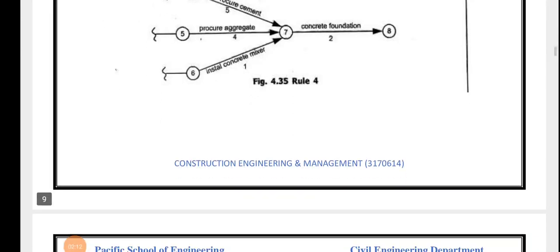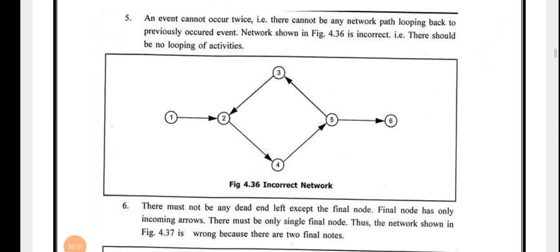Now next is, an event cannot occur twice, that is, there cannot be any network path looping back to a previously occurred event. So here you can see in this figure, that is looping type. This loop should not occur in whatever network is drawn by us. These looping errors should not be accepted. You have to remember that in your network there should be no looping effect.